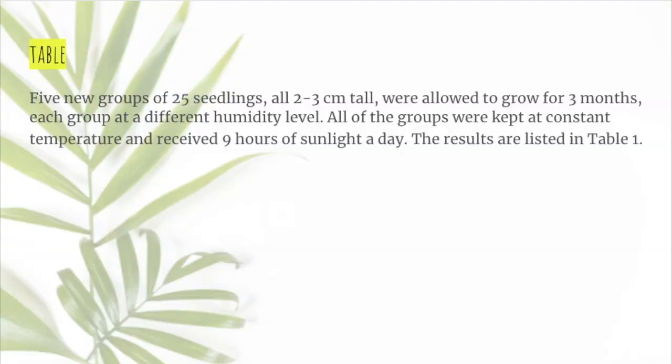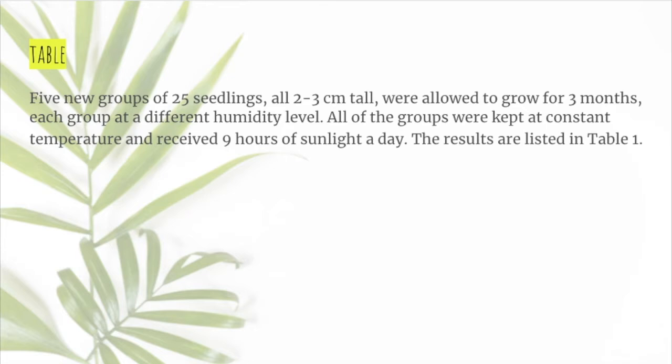Let's say in a given experiment, 5 new groups of 25 seedlings, all 2 to 3 centimeters tall, were allowed to grow for 3 months, each group at a different humidity level. All of the groups were kept at constant temperature and received the same amount of sunlight exposure each day. The scientists then created a table in order to collect and record their observations.